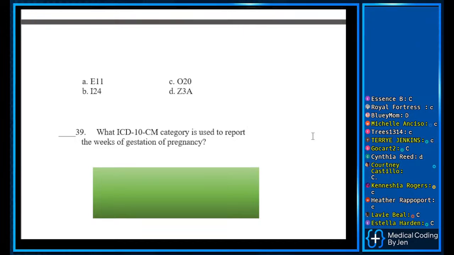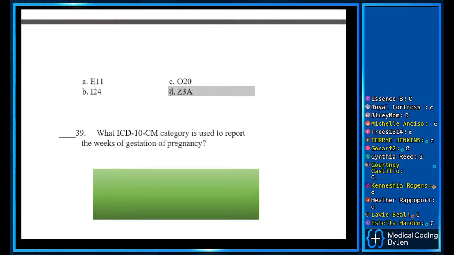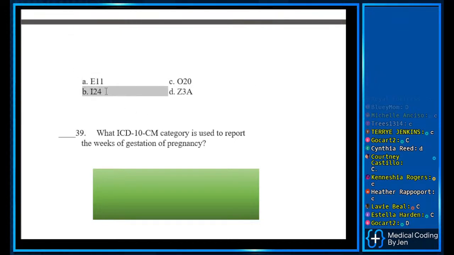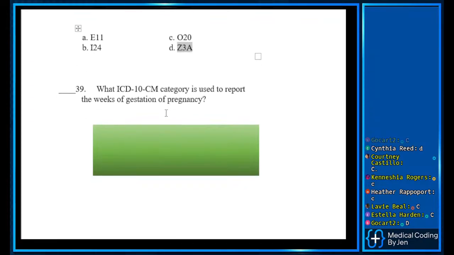Everybody got this one? Is D right? The gestation is the Z3A codes. We're not talking about them being pregnant, we're just talking about how many weeks they are, and that is a status code. That is the Z3A. You had either C or D because they're both dealing with OBGYN. These two had nothing to do with pregnancy. And so if you notice the weeks word, your weeks is always done with that code.